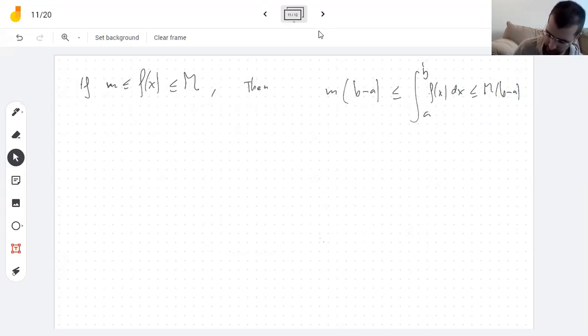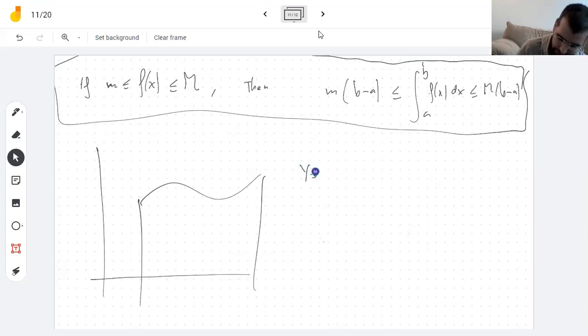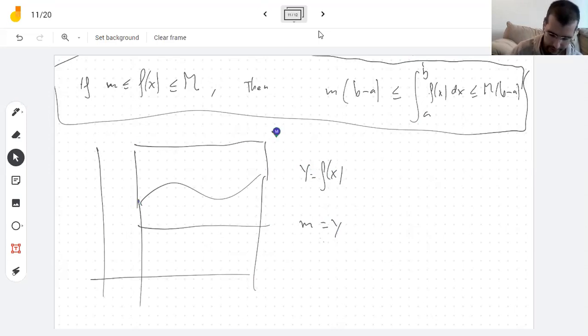And also you can see this by drawing a picture. So if you have your graph, if I'm saying that the graph is bigger than little m, that means that it's above this horizontal line. And if I'm saying that the function is smaller than big M, that means that it's underneath the other horizontal line.